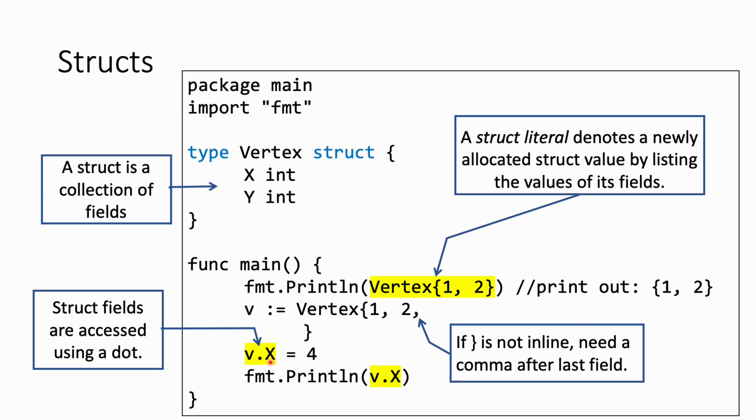v.X. You can modify the value of the field X in v as in the statement v.X = 4, or read the value of the field X in v as in the statement fmt.Println(v.X).